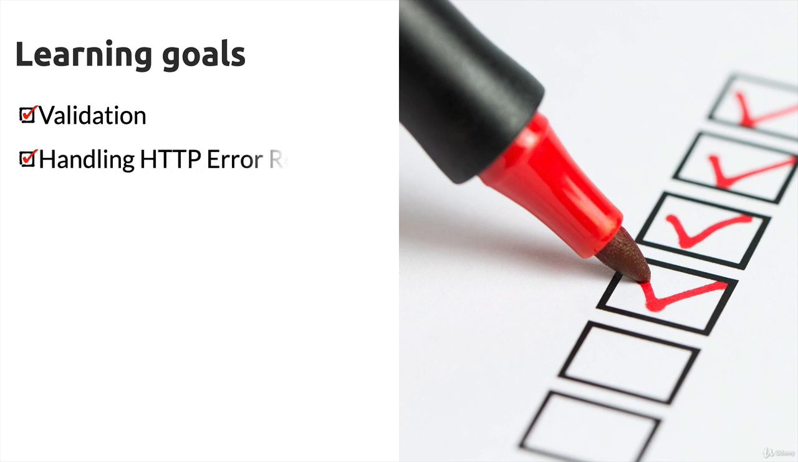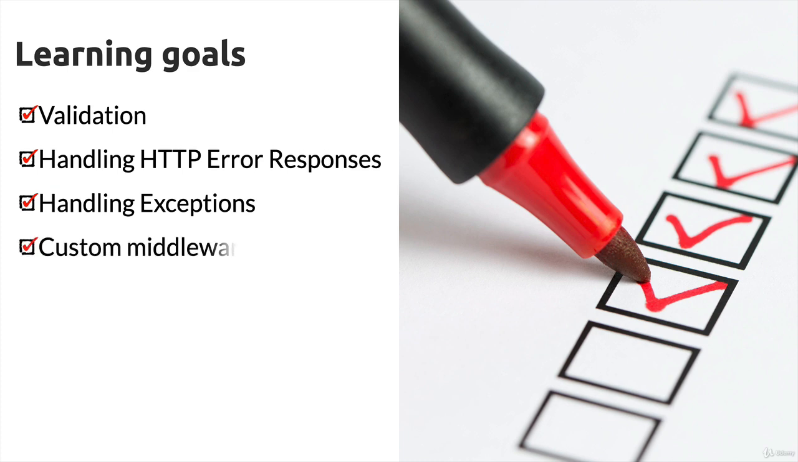So we're also going to take a look at handling HTTP error responses. We've got an API, and we're going to receive HTTP requests, and we're going to send back an HTTP response. And occasionally, we may need to send back HTTP error responses. We're also going to take a look at how we handle exceptions. And the goal of this is to really centralize the handling of any exceptions we get in our application and deal with them in custom middleware that we create.